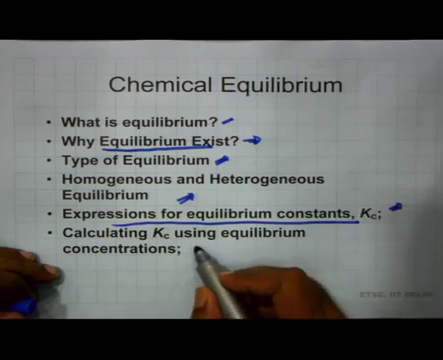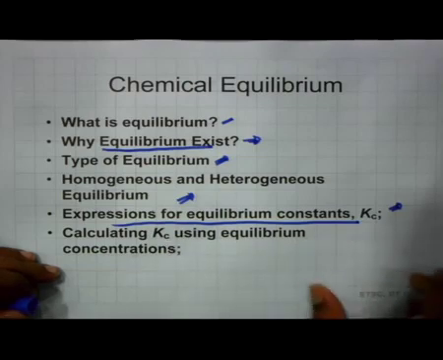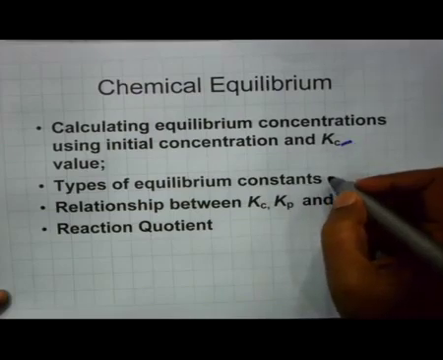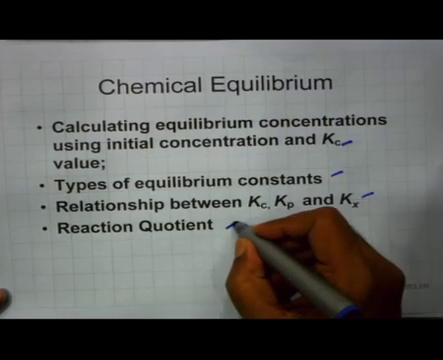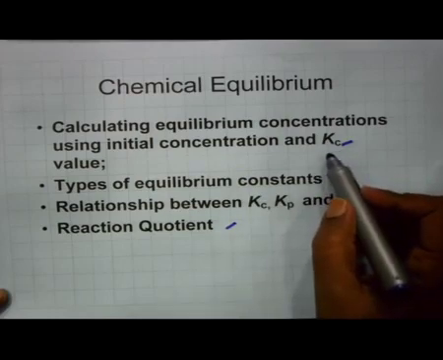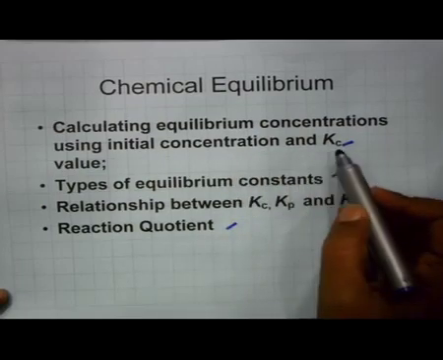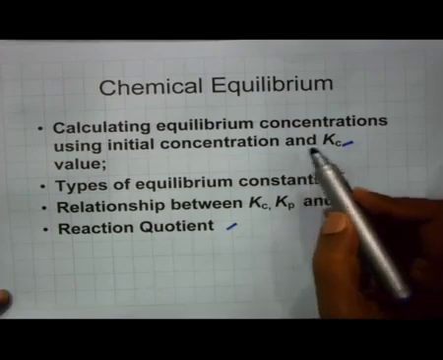So, we will calculate Kc, which is the equilibrium constant, using equilibrium concentrations. Then we will also discuss the relationship between initial concentration and Kc value, types of equilibrium constant, and the relationship between Kc, Kp, Kx, and the reaction quotient. So, we will calculate Kc if initial concentration is given. We can also go in the opposite direction. If Kc is given, we can calculate what the concentration at equilibrium can be.